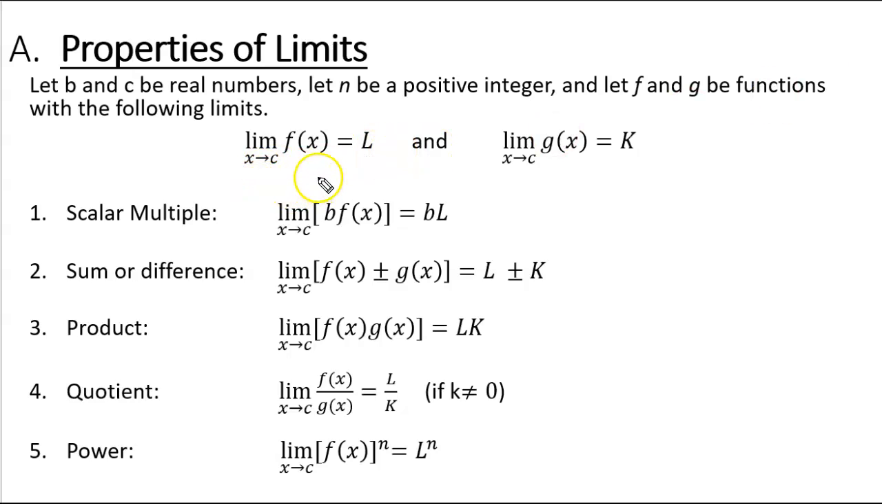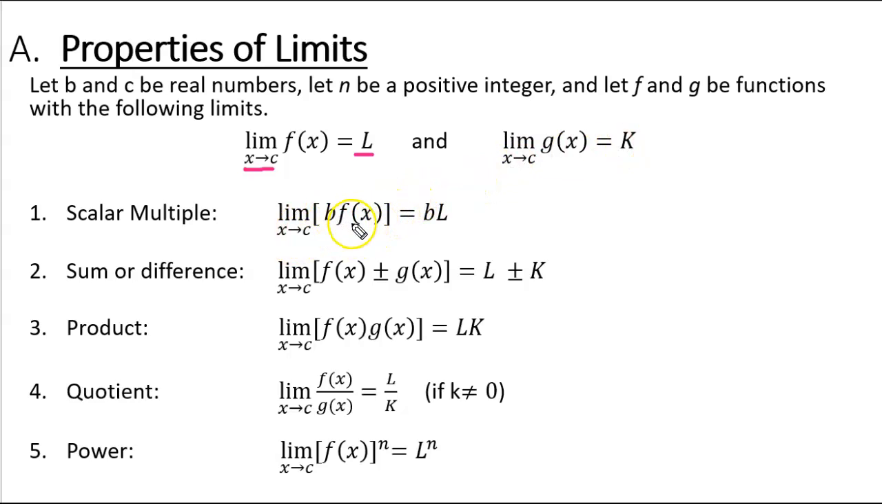So let's say that we have two functions, f and g. And let's say we're going to find the limit of each of these functions as x approaches c. So the limit of f as x approaches c is L. And the limit of g as x approaches c is k. All right? Well, here's one property then.